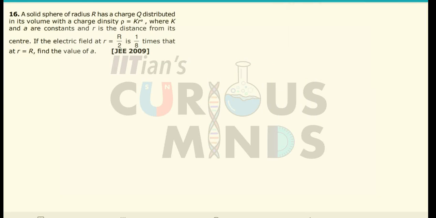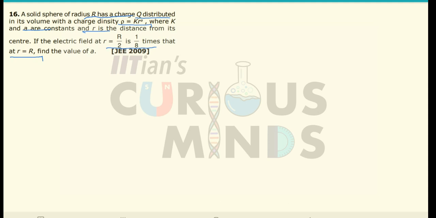A solid sphere of radius capital R has charge q distributed uniformly over its volume with a density rho, where rho is equal to k r raised to a, where k and a are constants and r is the distance from its center. So the electric field at r equal to capital R divided by 2 is equal to 1 by 8 times the electric field at r equal to capital R.